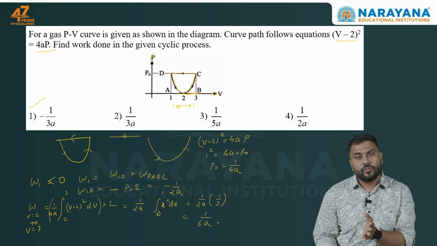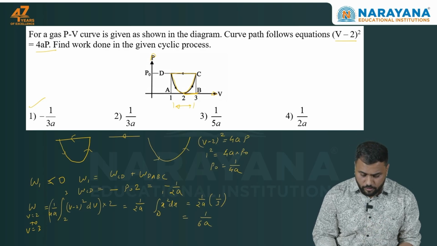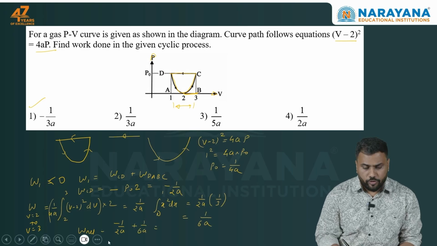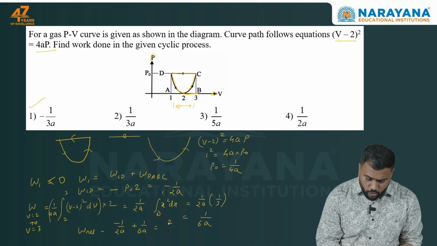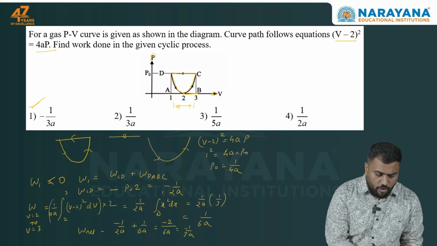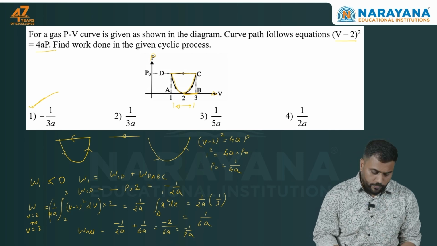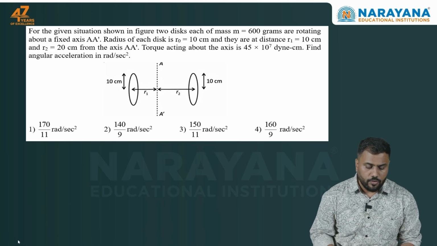So I have the positive region work also, I have the negative region work also. If I add these, then the total net work done is minus 1 by 2A plus 1 by 6A. Multiply the first expression by 3 and divide by 3. So it is going to be 3 minus 3 plus 1, that is minus 2 by 6A, that is minus 1 by 3A. As we have already decided, answer 1 should be correct because that is the only option with the negative sign. This is our work done question.